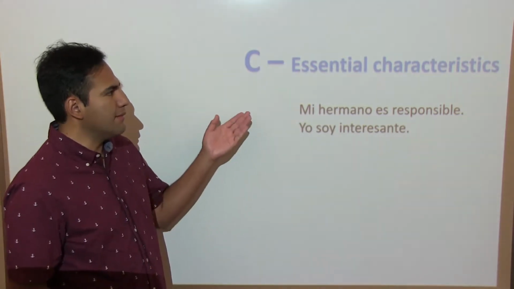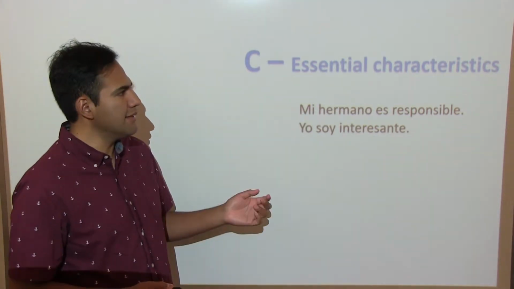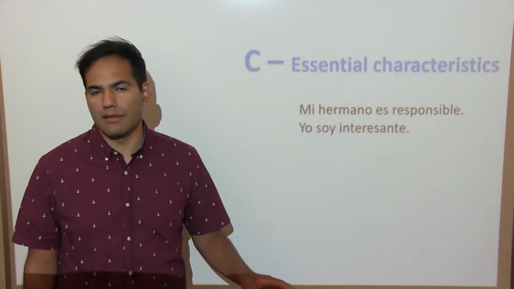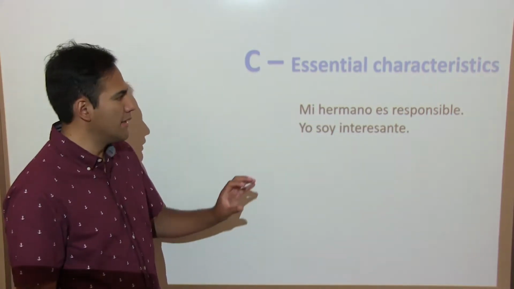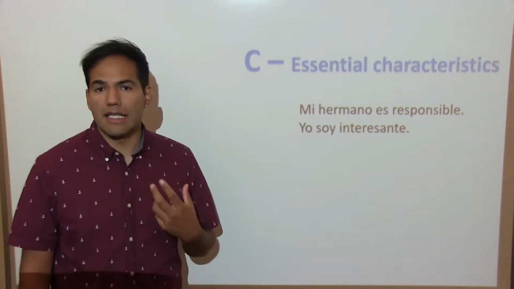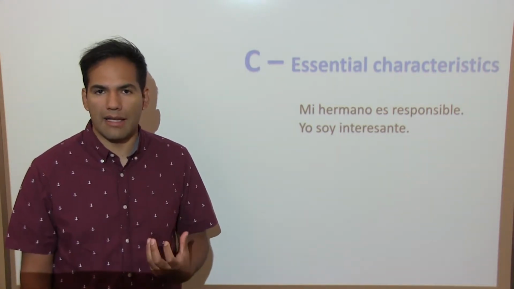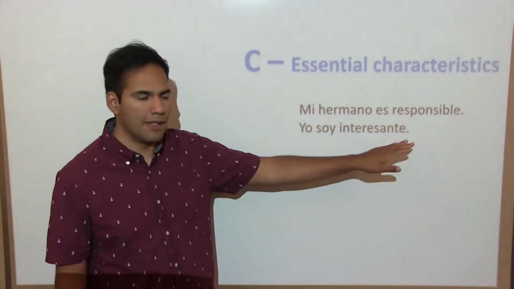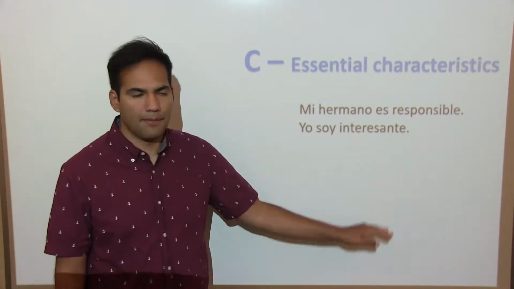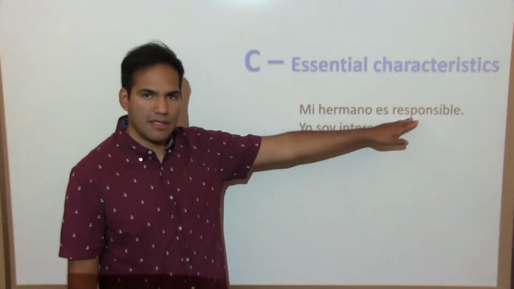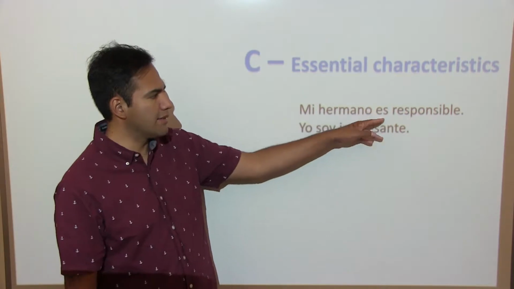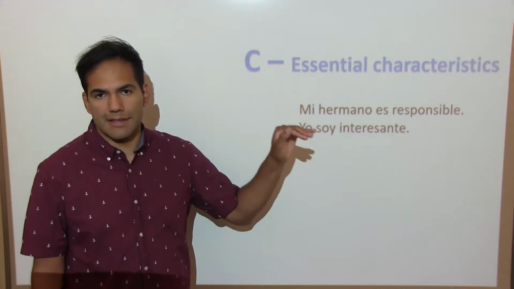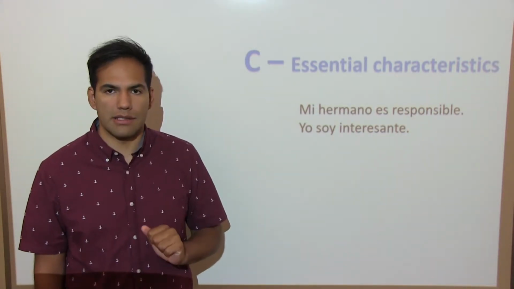The third letter is C, essential characteristics, and this kind of goes along with description, but this will be one of the main characteristics of ser. Whenever talking about physical essential characteristics or just personality traits, we're always going to use the verb ser. For example, mi hermano es responsable, or yo soy interesante. So remember that adjectives can have a different meaning based on if we're using ser or estar. So if we're talking about essential characteristics, things that don't change, we're always going to use ser.